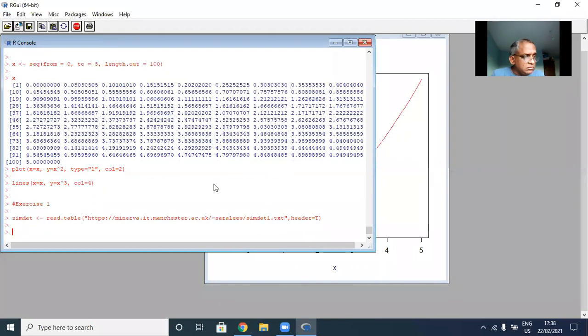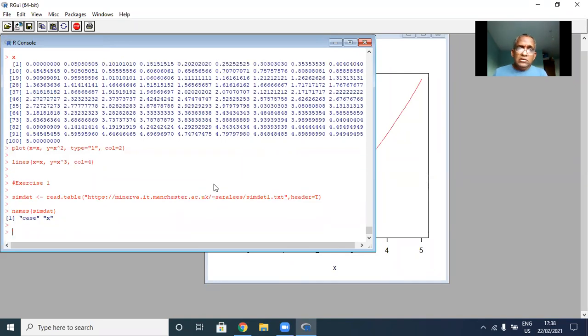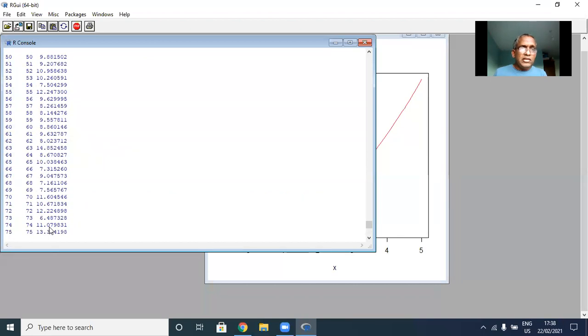All right. Now the simdat has been read. If you want to check the names of the columns, you just type names(simdat). It says there are 2 columns. You see there's a case column and there's the simulated data column. We are interested in the simulated data column, so let's call this xs. You can call it anything else.